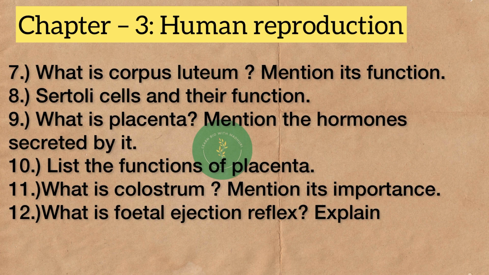Also focus on what is corpus luteum and its function, Sertoli cells and their function, what is placenta, mention the hormone secreted by it, which is very important. List the functions of placenta, again important. What is colostrum, mention its importance. What is fetal ejection reflex, explain. This question has been continuously asked.